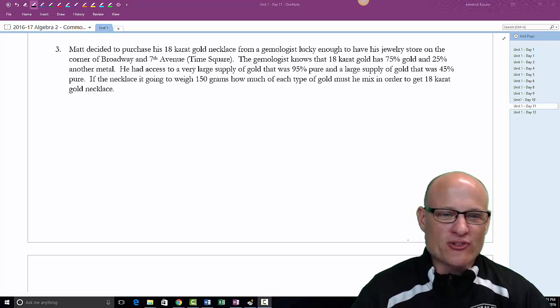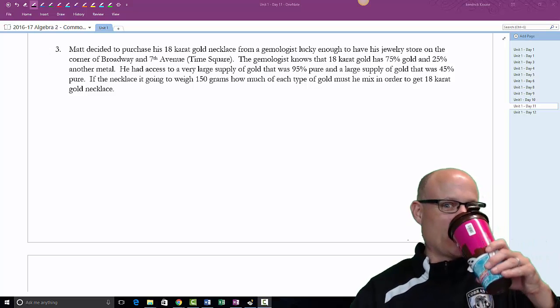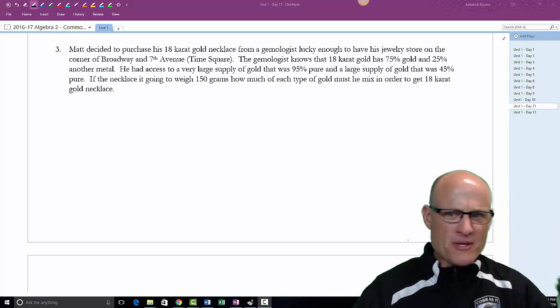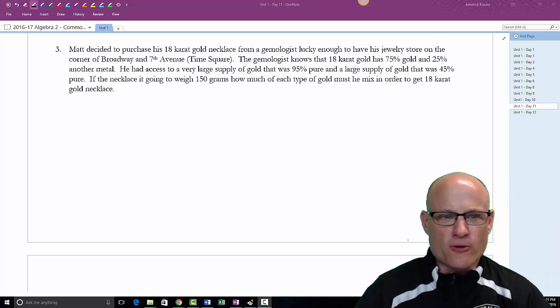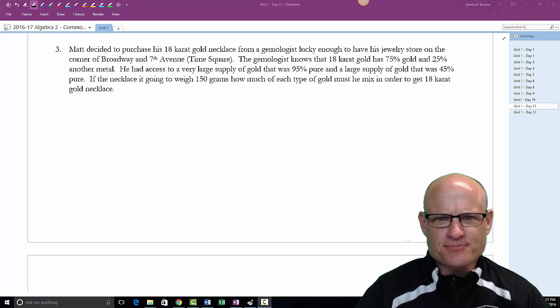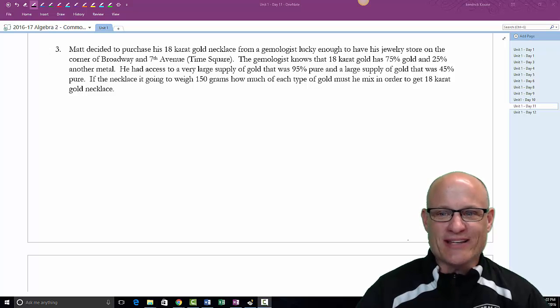Matt decided to purchase his 18-karat gold necklace from a gemologist. Luckily enough to have his jewelry store on the corner of Broadway and 7th Avenue. I think that's Times Square. The gemologist knows that 18-karat gold has 75% gold and 25% of another metal.